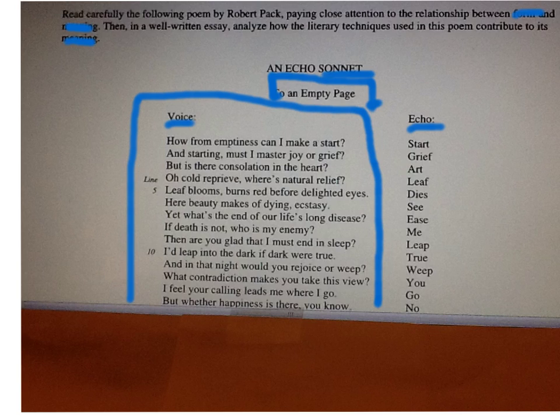No. So it seems like the speaker starts maybe talking to someone else later in the poem when it addresses the you. But remember, the title of the poem is again up here, To an Empty Page. So we have to keep that in mind when looking at this poem.